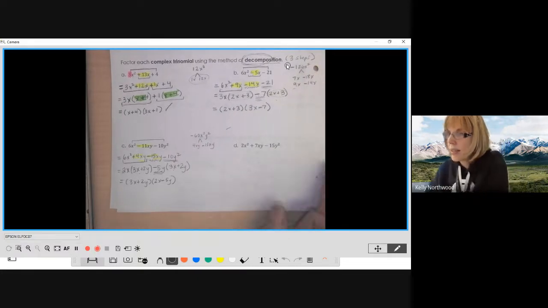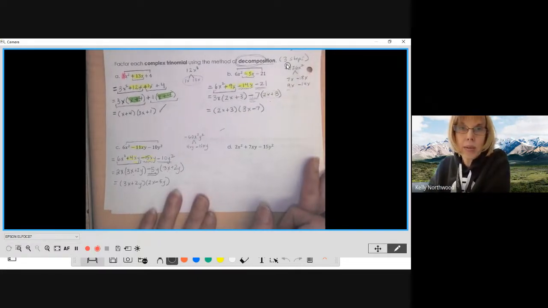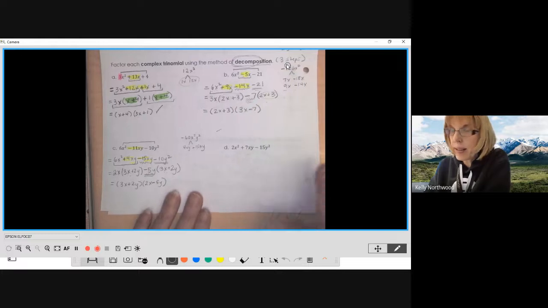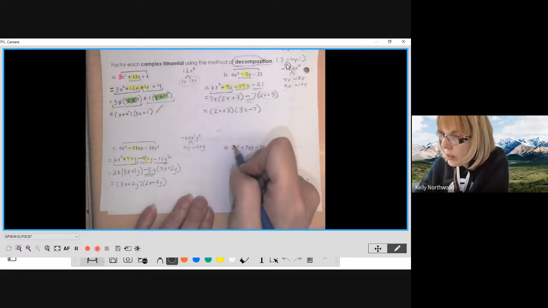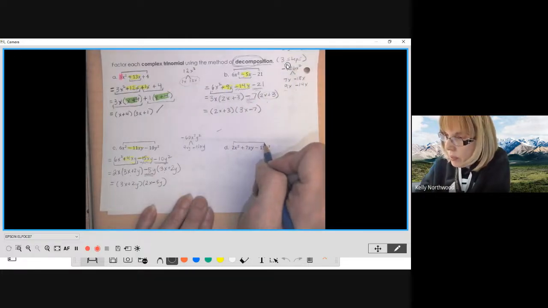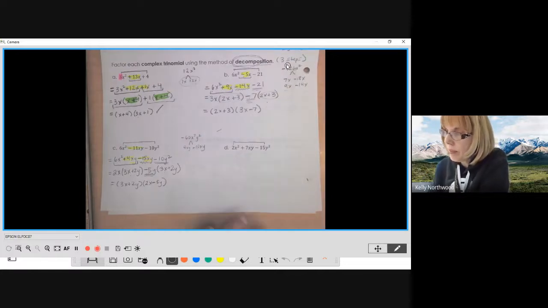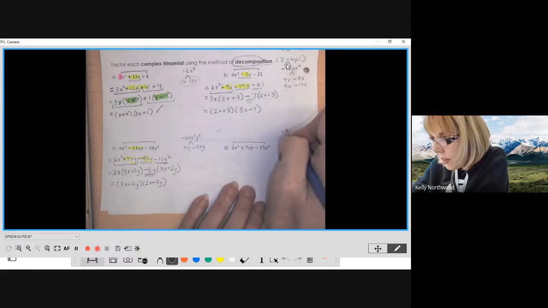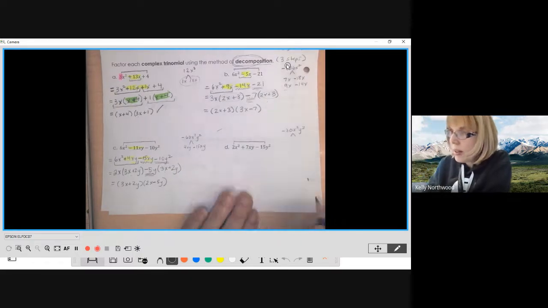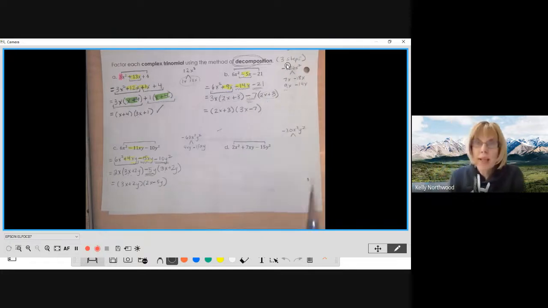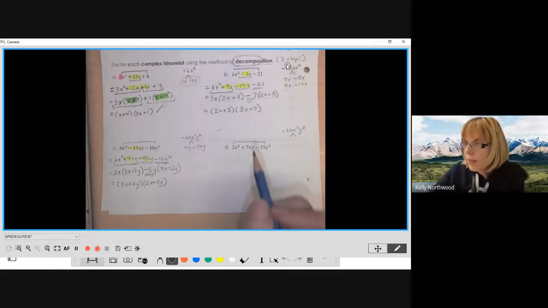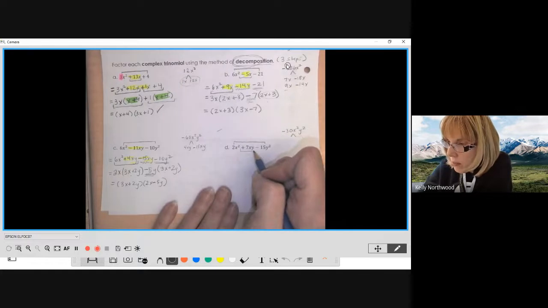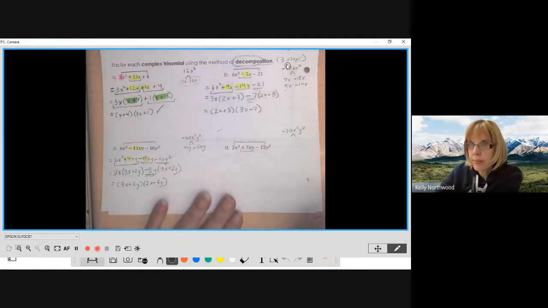All right. Next one, similar again. So complex trinomial, multiply the first term by the last term. 2x squared times negative 15y squared is negative 30x squared y squared. And so I'm multiplying to a negative, so I need one positive, one negative. Adding to a positive, bigger one has to be positive.